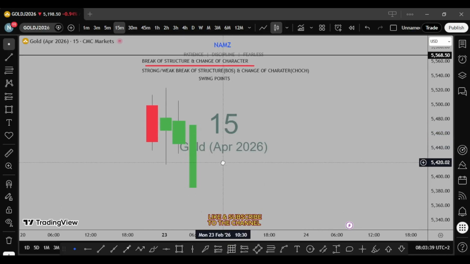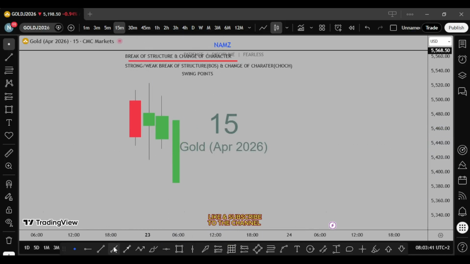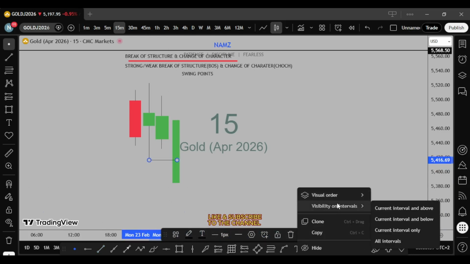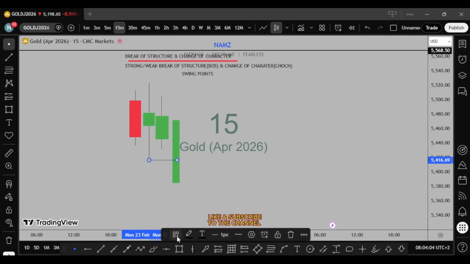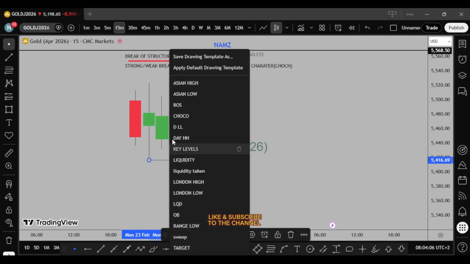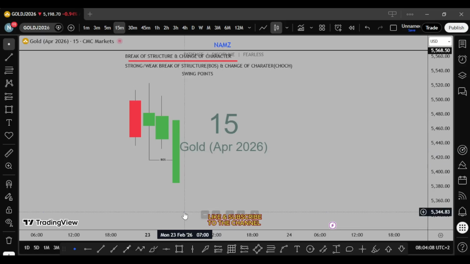Yeah, even though it was red, it's okay. And then this candle breaks or closes below the low of this swing low, something like this. Once you see this, then we can simply say we have a break of structure.